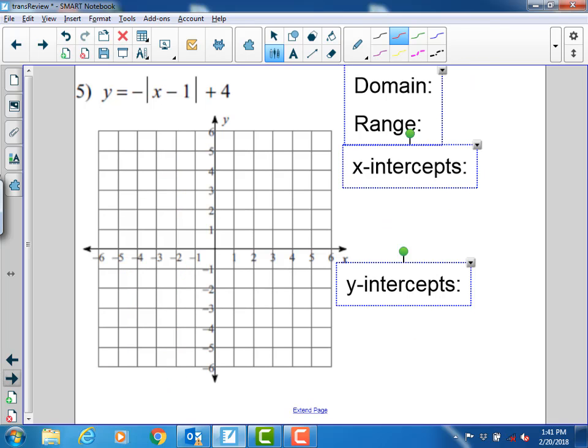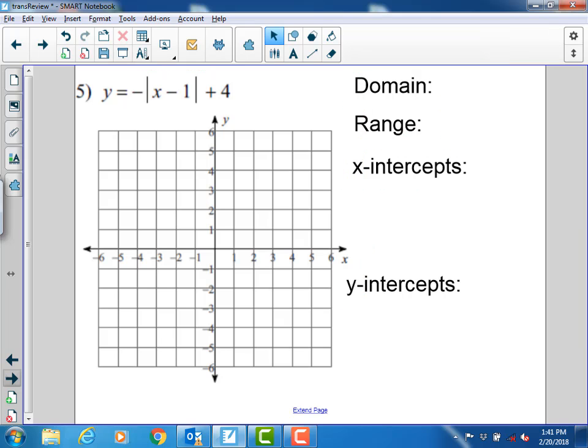We plotted it. All right, so on absolute values. So we got to make sure, remember that absolute values should make something that looks like a V and not a U. So this guy is opening down because it's got a negative stretch factor. And so we go from our vertex of (1, 4), we just go down 1 over 1, down 1 over 1. And then we connect our dots.